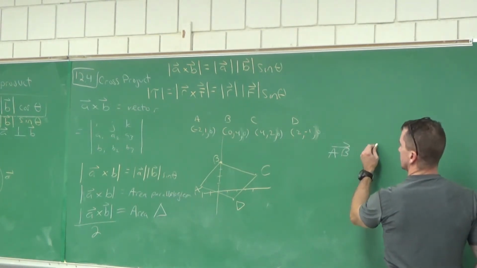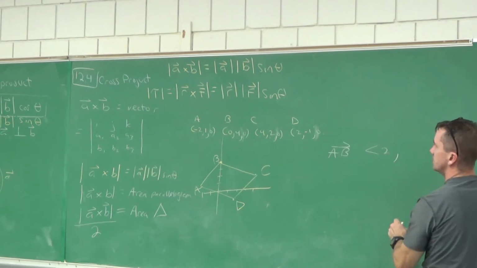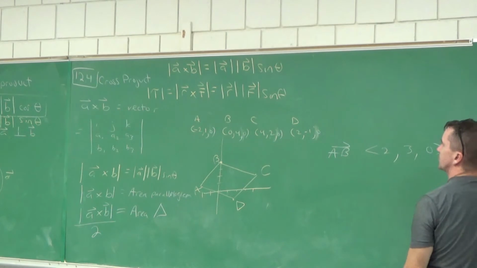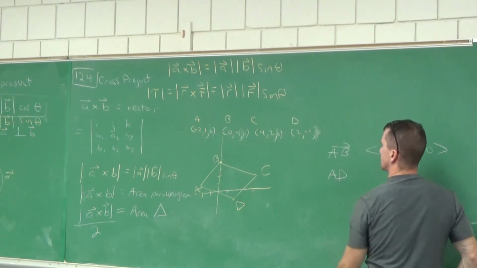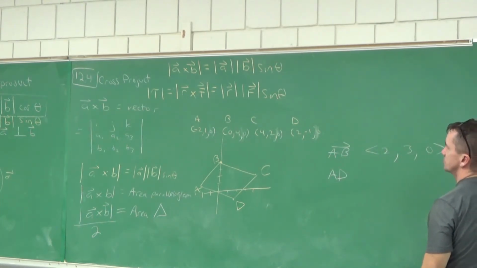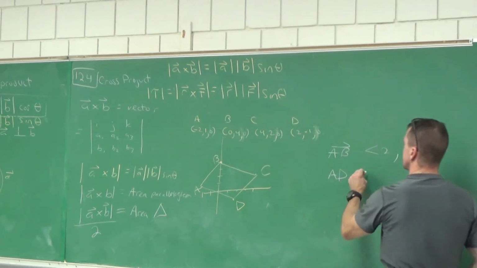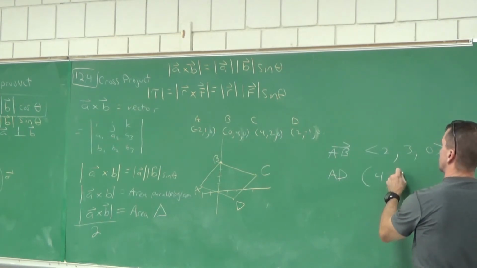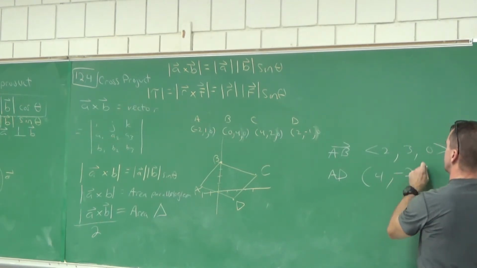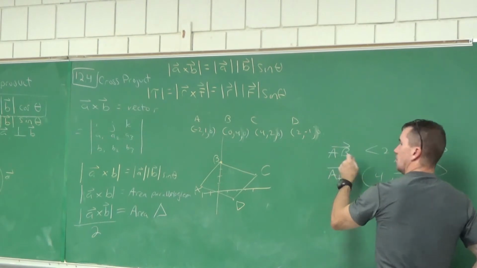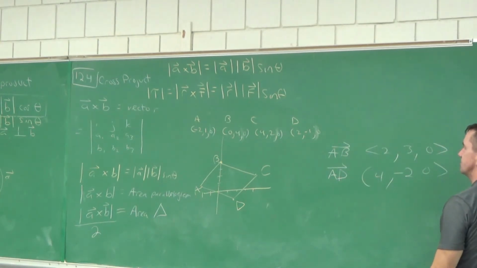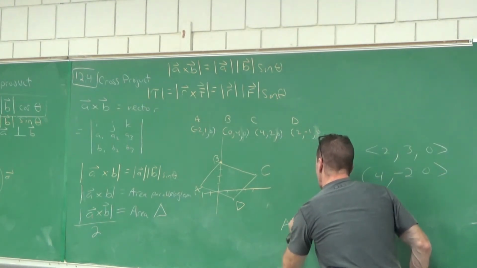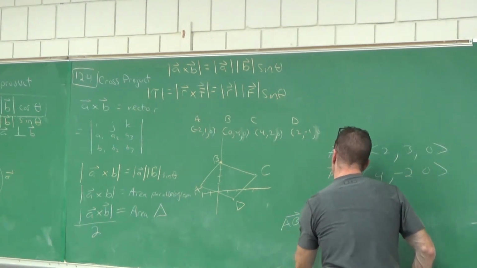So what is vector AB? That's 2, 3, and 0. What's vector AD? That's 2, 4 minus -2 is? 4. -1, -2. And 0 minus 0? 0, yeah. Alright. And what will I do with these two? You want to do the cross product. So what's AB cross AD?